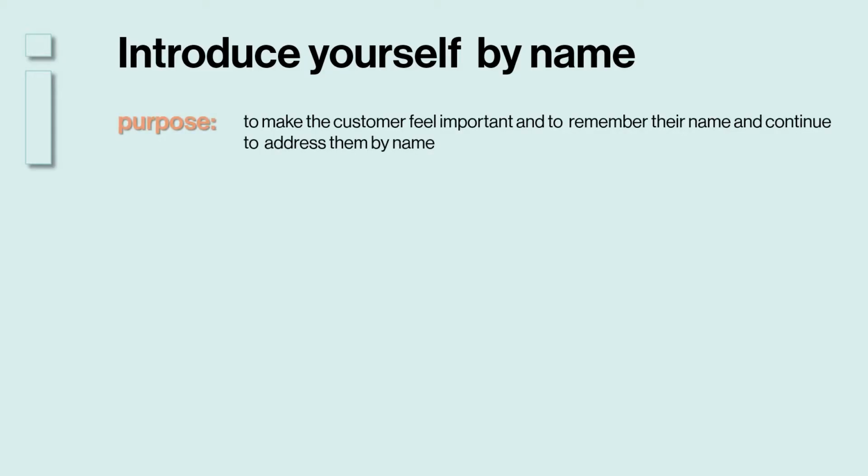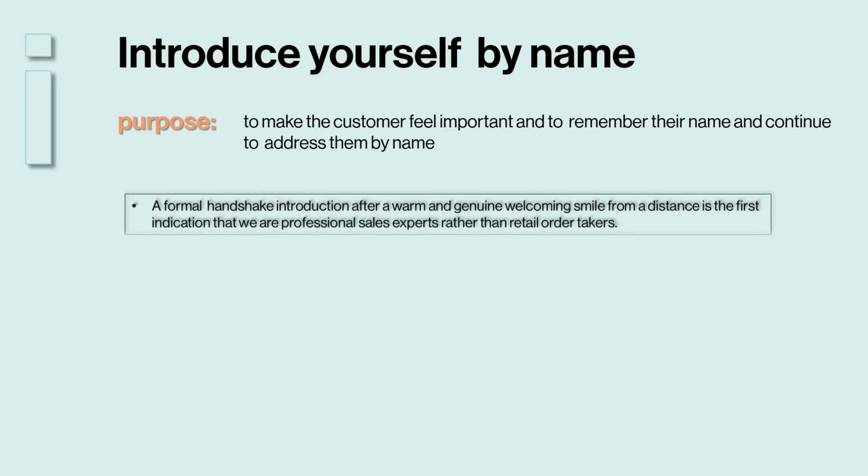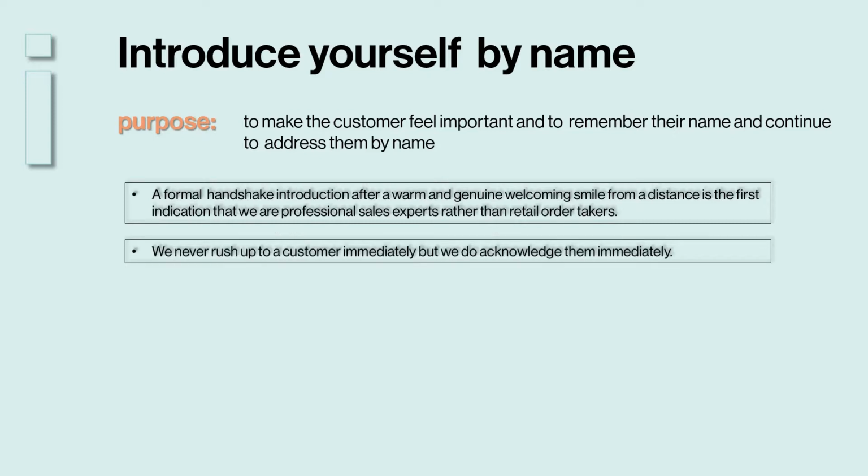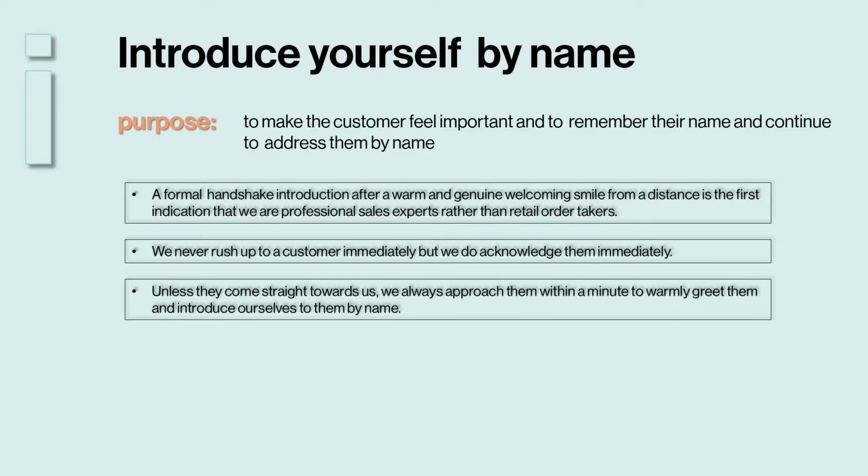Let's have a look at the next one. Introduce yourself by name. The purpose here is to make the customer feel important and to remember their name and continue to address them by name. A formal handshake introduction after a warm and genuine welcoming smile from a distance is the first indication that we are professional sales experts rather than retail order takers. We never rush up to a customer immediately, but we do acknowledge them immediately.